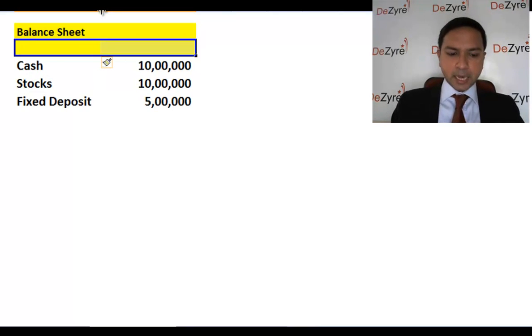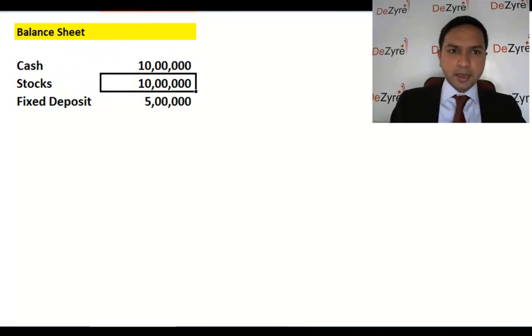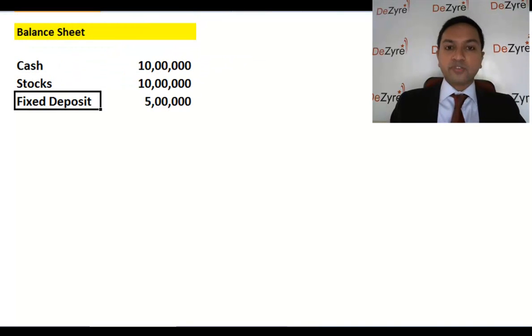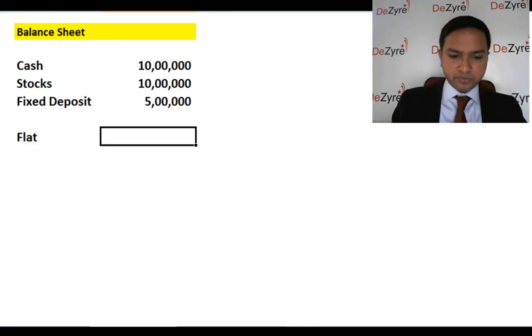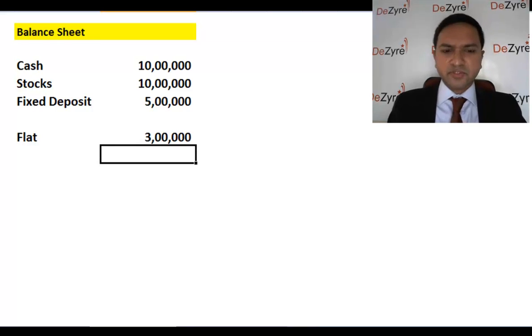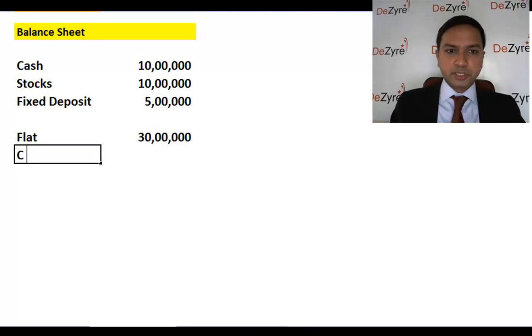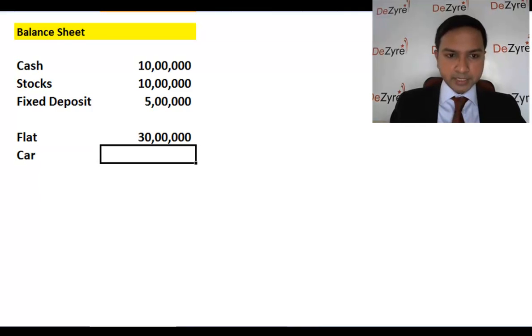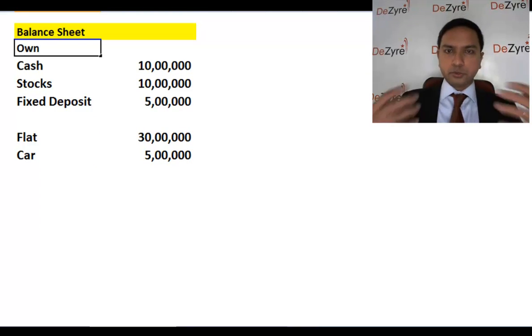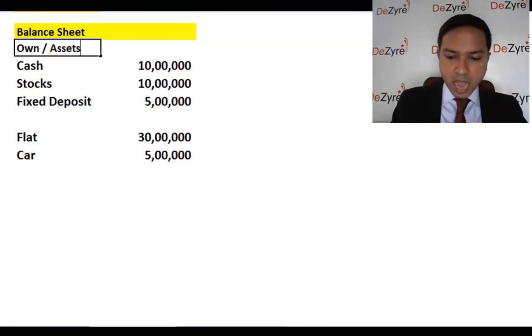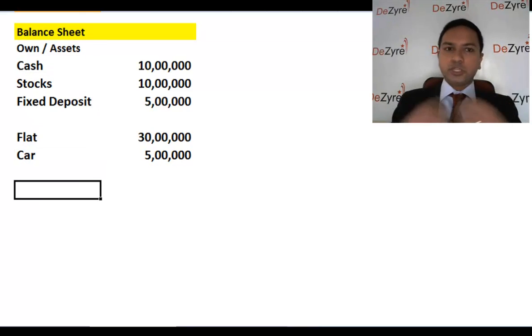Now let's see what else. We also said maybe you own a flat. Yeah, you own a flat, right? The cost of that flat is maybe, I don't know, let's say 30 lakhs. You own a flat, 30 lakhs. You maybe own a car, you own some assets, like you own a car, that's another 5 lakhs. So these are all the things that you own. Otherwise, in corporate finance terms, these are called your assets. These are what you own, these are your assets.